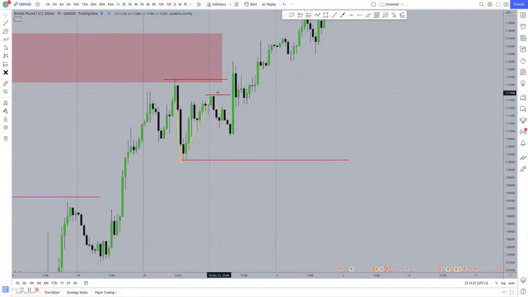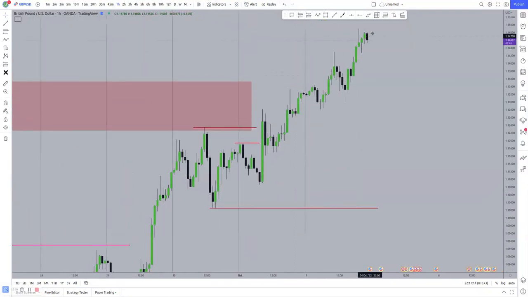So this market maker sell model, sell setup has been violated and it's no longer valid because we failed this low, we broke two highs. That means instead of looking for sales, I'm gonna look for buys.